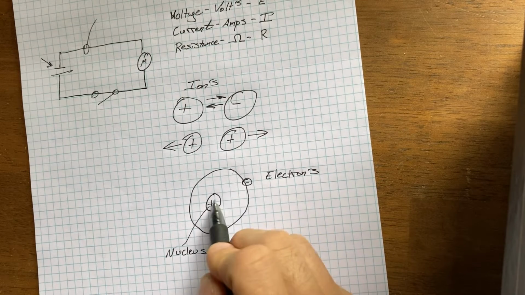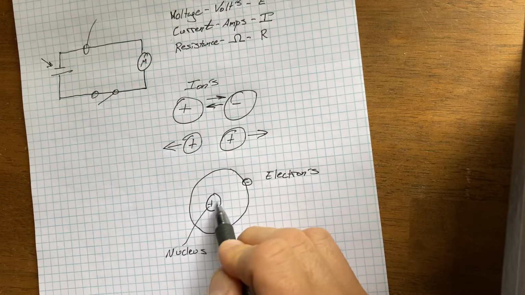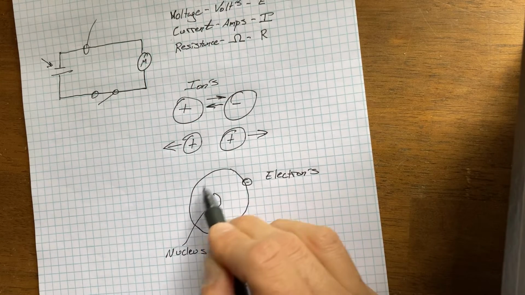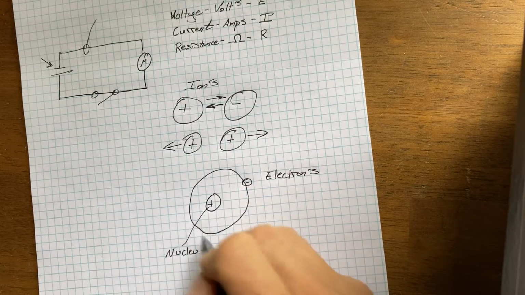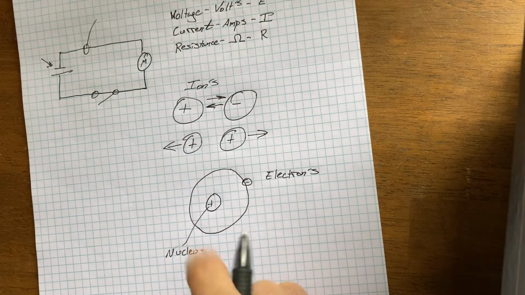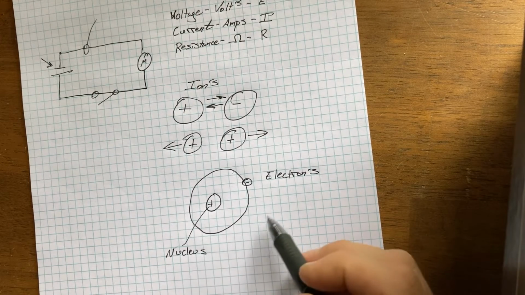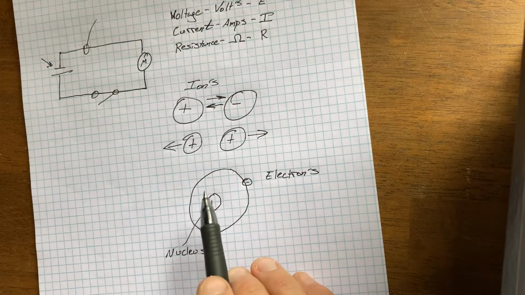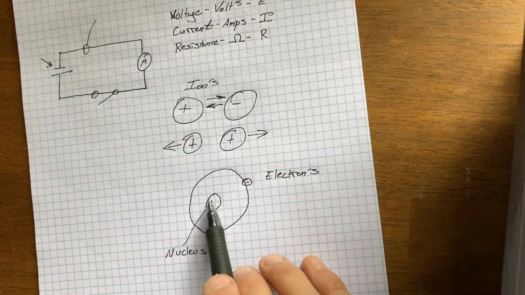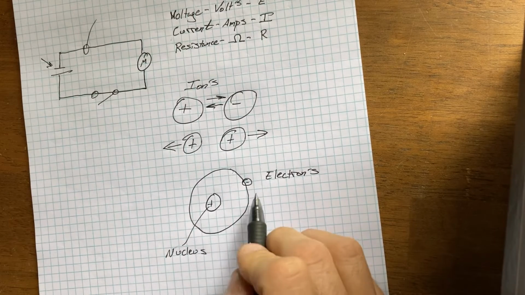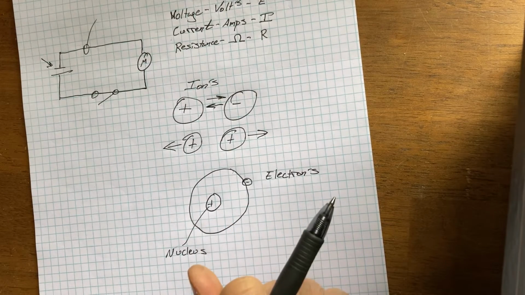So it's that electrostatic relationship between the two, along with centrifugal force, that keeps these electrons in orbit around the nucleus. Electrostatic force can be either a repelling force or an attracting force, as we just talked about, depending on if they're opposites or like charges. So once again, the nucleus has protons and neutrons. The nucleus is positively charged, and then the electron is negatively charged.